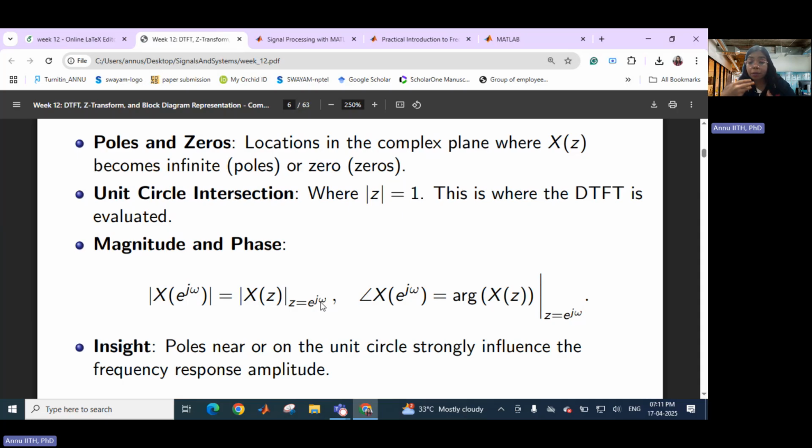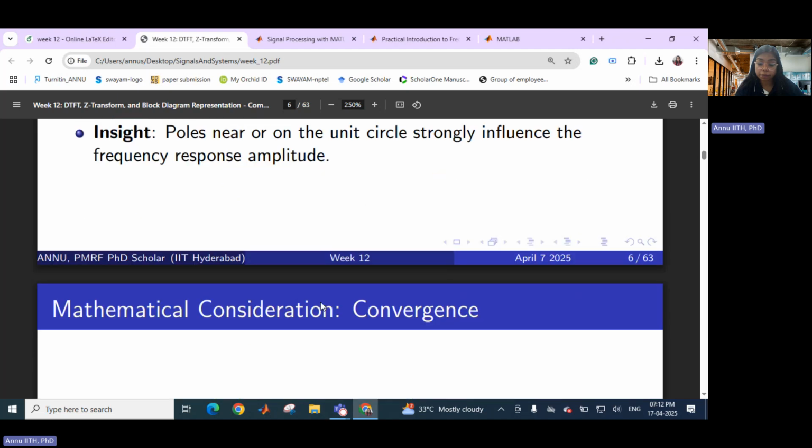If we talk about magnitude and phase, X(e^(jω)) has magnitude equal to |X(z)|, where z is equal to e^(jω). The angle of X(e^(jω)) is the argument of X(z), where z is equal to e^(jω). So, poles near or on the unit circle strongly influence the frequency response amplitude.